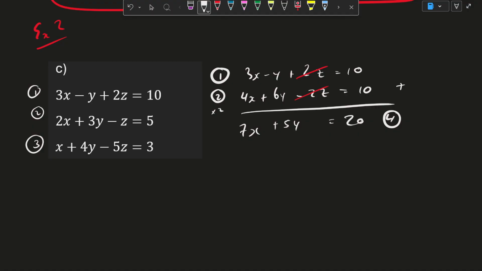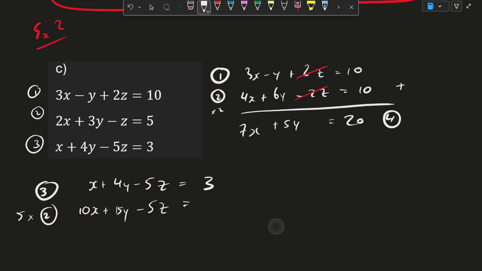Okay, now we're going to move on to comparing, say, 2 and 3. So 3 has the bigger coefficient, so that's going to go on top. So we'll get x plus 4y minus 5z is equal to 3. And considering we want the z's eliminated, let's multiply the second equation by 5. Again, that'll give us a 5z where we want it. And now we just have to multiply everything else by 5. So we'll get a 10x plus 15y minus 5z is equal to 5 lots of 5, which is 25.